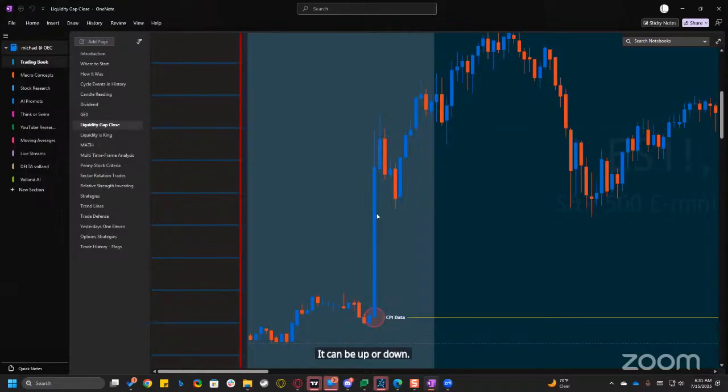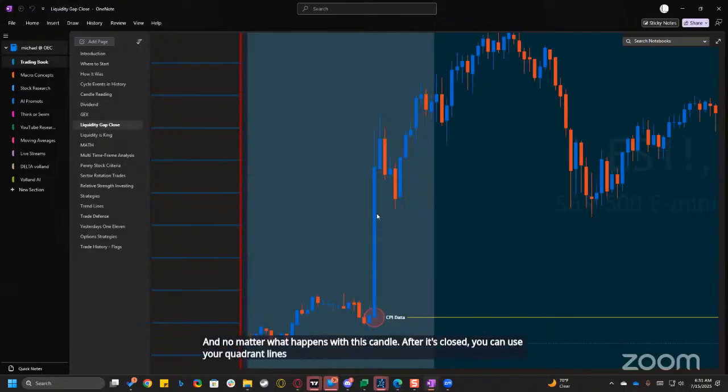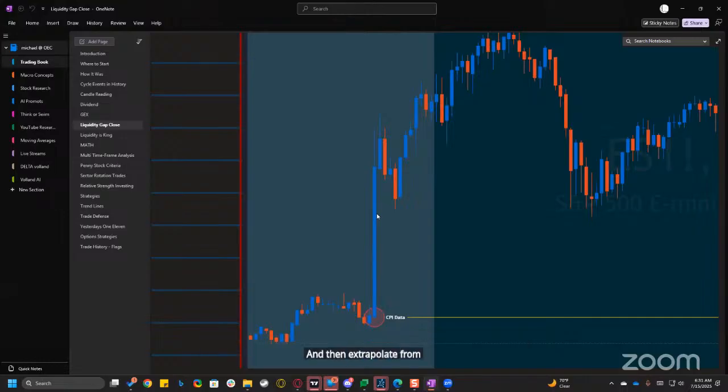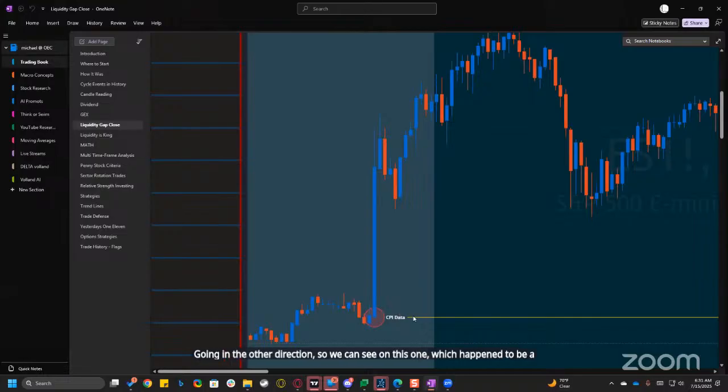I'm a little picky on what I want to see if I'm focused on it as a gap. And no matter what happens with this candle after it's closed, you can use your quadrant lines to measure out that one particular candle and then extrapolate from that target levels above and below and catch the midpoint of it. So one of the things that I want to see is that there's no wick going in the other direction. So we can see on this one, which happened to be a CPI example, we got the 830 print. It didn't even try to go to the downside at all.